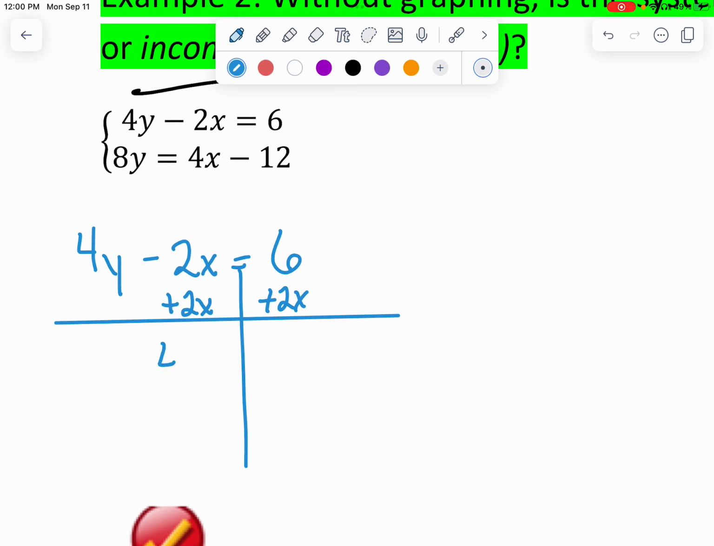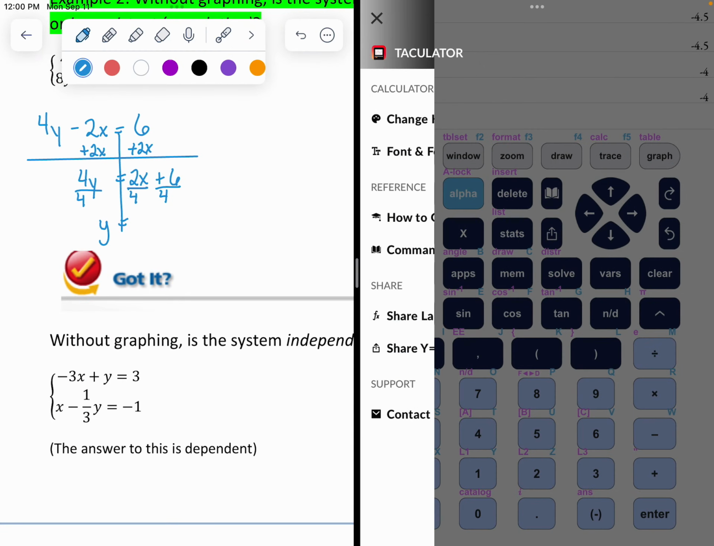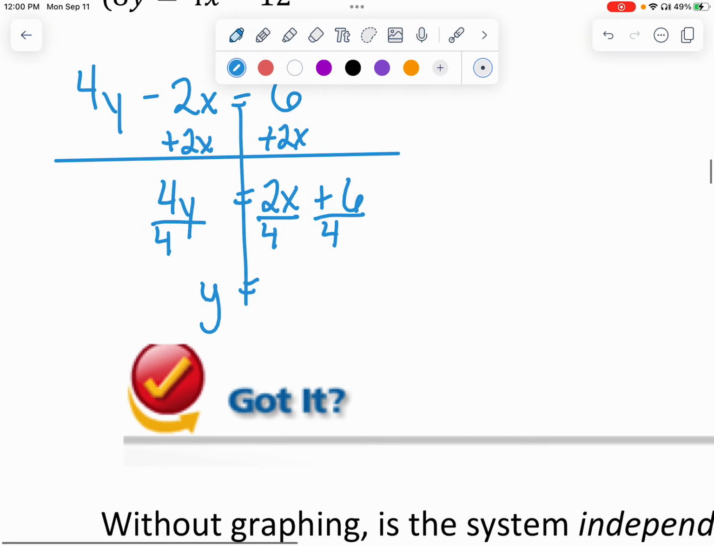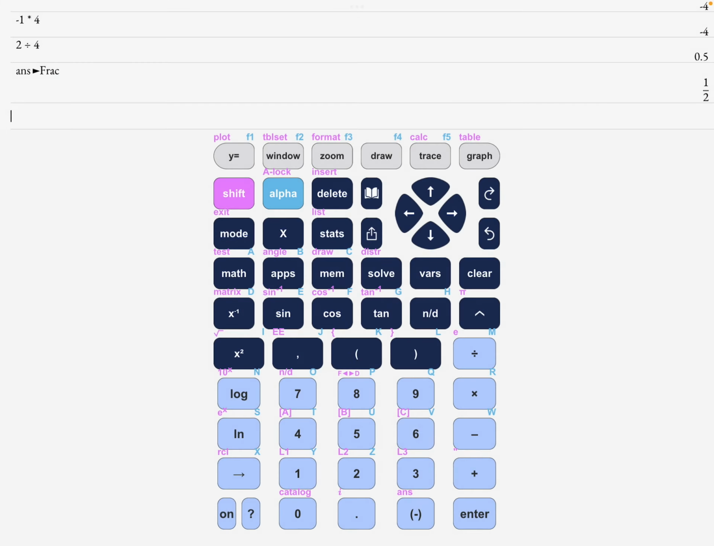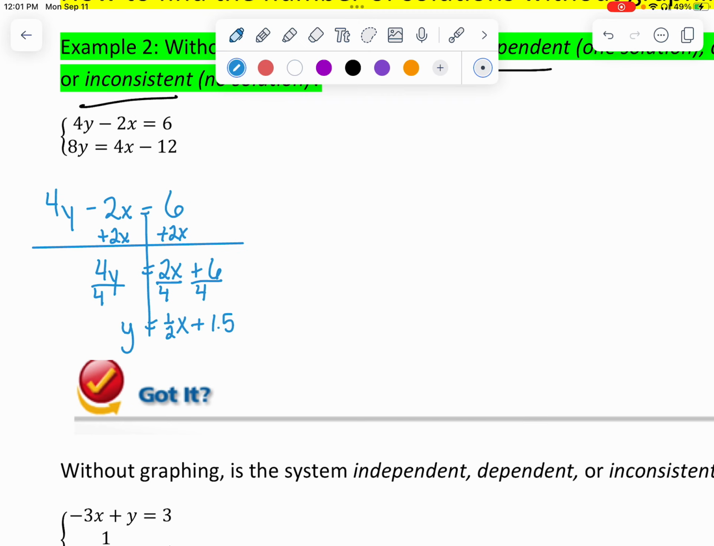and as a result, you get 4y equals 2x plus 6. Divide by 4. y equals 2 over 4. Now, some kids still have not learned how to use that calculator, but I think you really should. Okay, so look, 2 over 4. If you can hit math, enter, enter, in case you're not sure, that's 1/2. And then I like that as a decimal. 6 over 4 is 1.5. I'm not going to graph that.